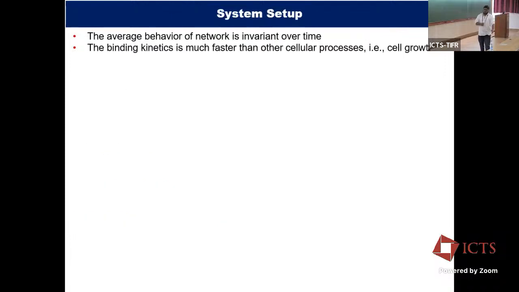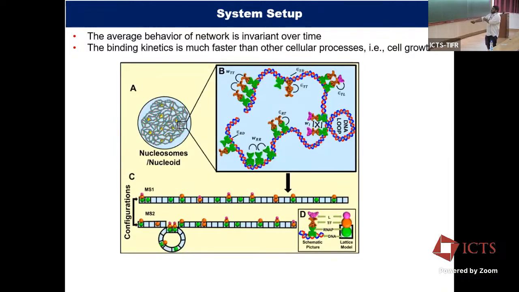So now we are moving towards formulating our system. In our system setup, we consider two assumptions. For example, the average behavior of a network is invariant over time, meaning we are dealing in the equilibrium regime. And we are also considering that binding kinetics is much faster than the other cellular processes, for example, cell growth. So this is our schematic picture that we have considered.